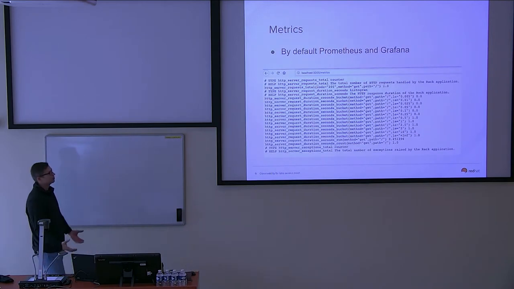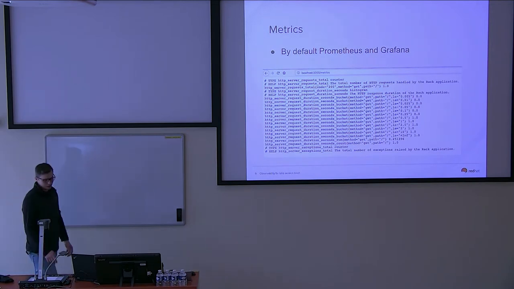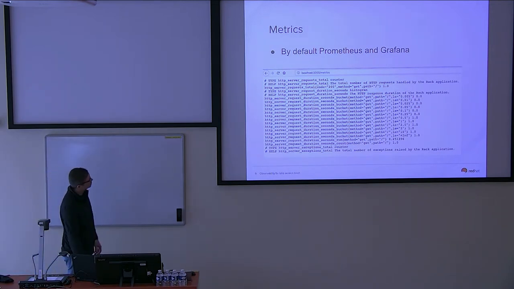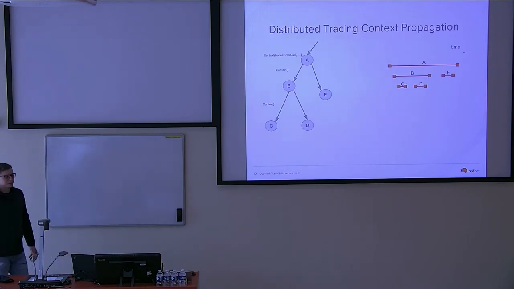So the first telemetry data which Mixer can produce is metrics. As I said, by default, it uses Prometheus and exports the metrics in Prometheus format. It's a text-based format, so it's very easy to understand and read. I will not go into the details. The next telemetry information is distributed tracing.